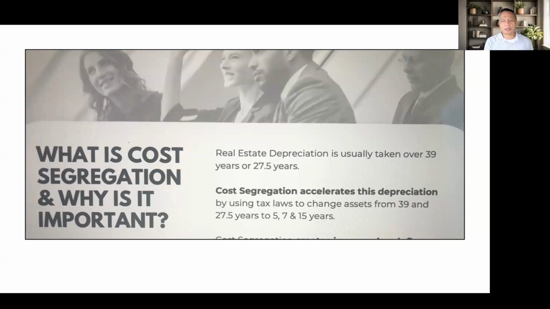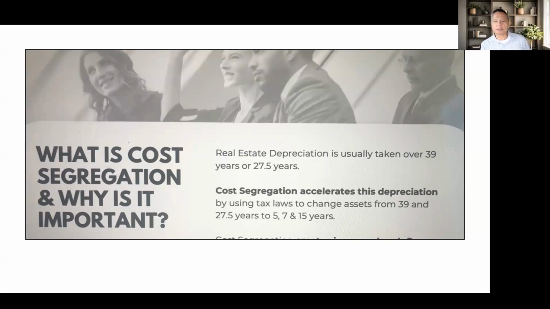It's not that ideal because the rule I've taught you so far is a simple calculation: the initial purchase price of the property divided by 27.5 years if it is 1 to 4 units, or the straight line depreciation on a multi-unit, 5 units or more, is divided by 39. So you get a slow annual depreciation.